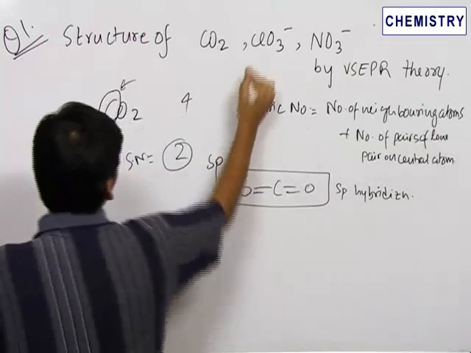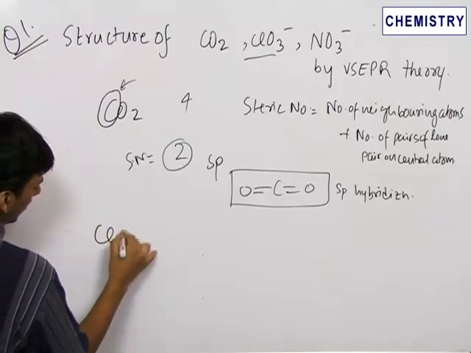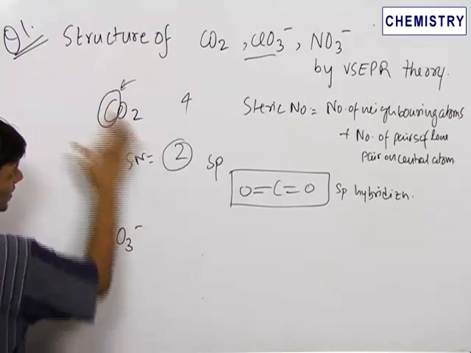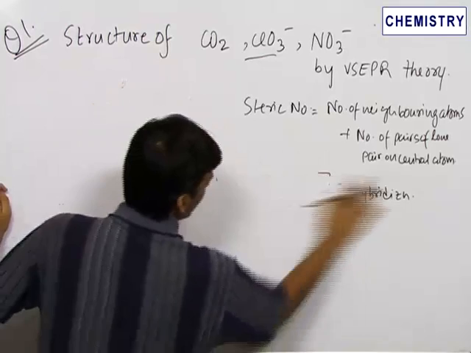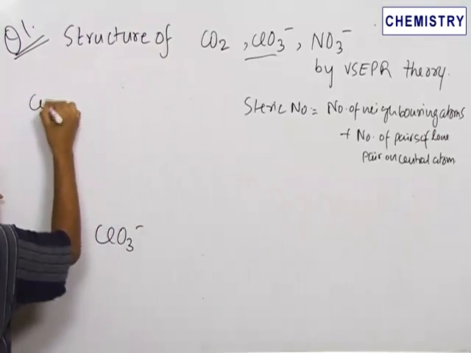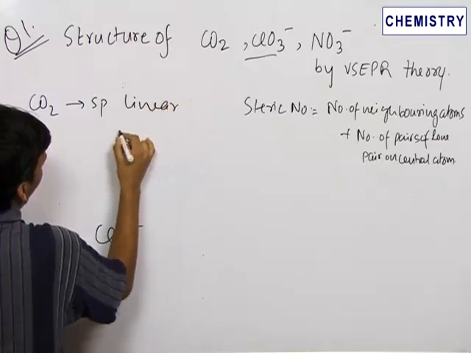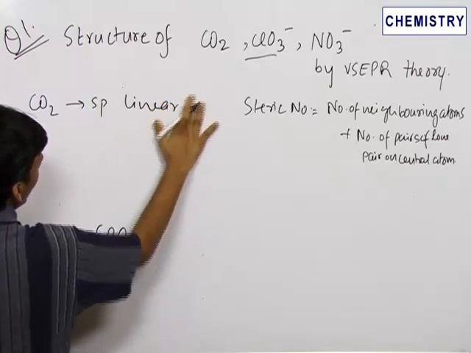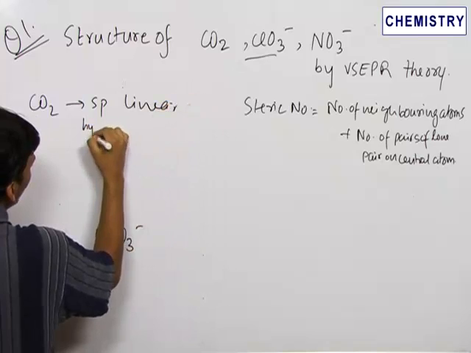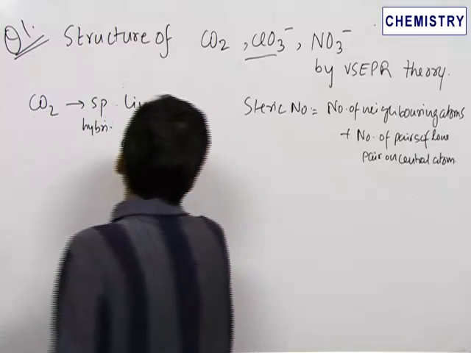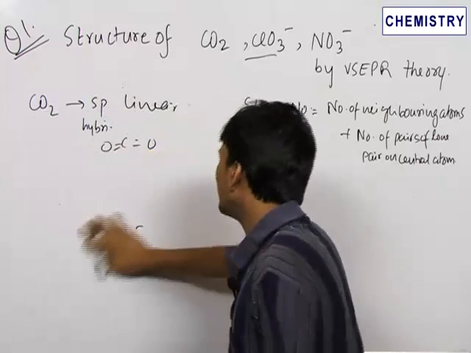Similarly, let us deal with ClO3 minus. We know CO2 is sp hybridization, and it is linear, and its structure is like this. Now we deal with ClO3 minus.